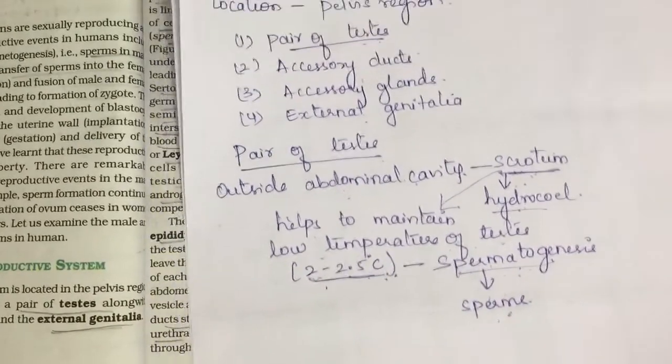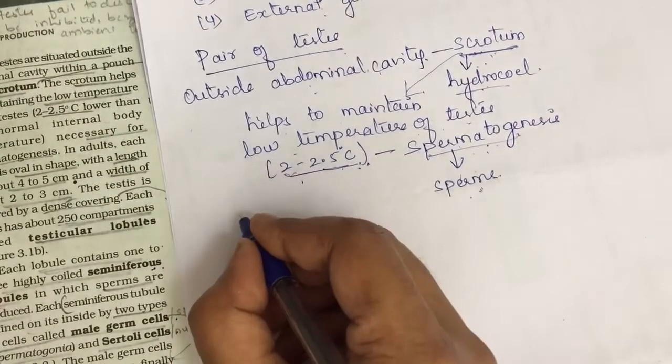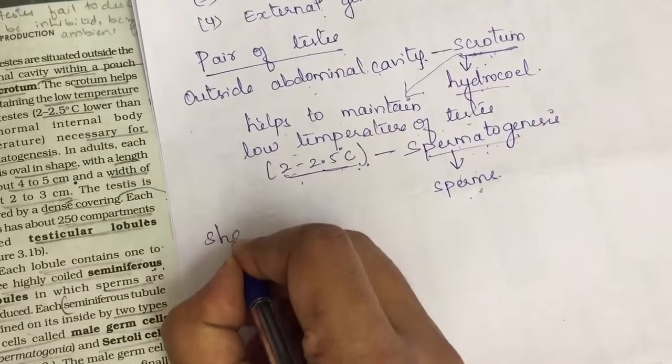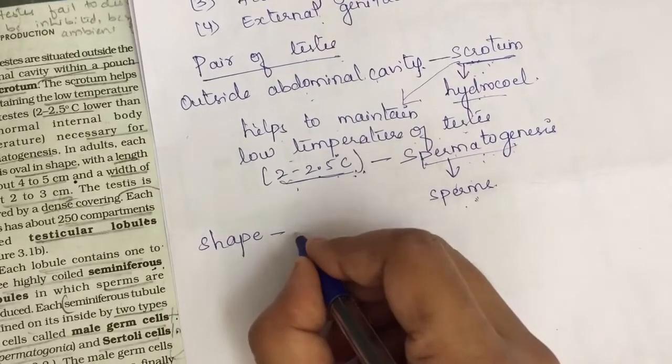Then after this, about the testes, we have the shape of the testes. The shape of the testes is oval.